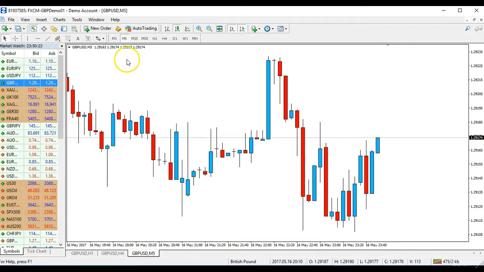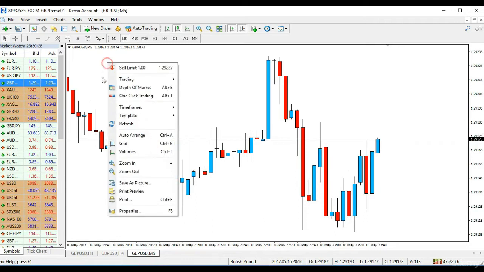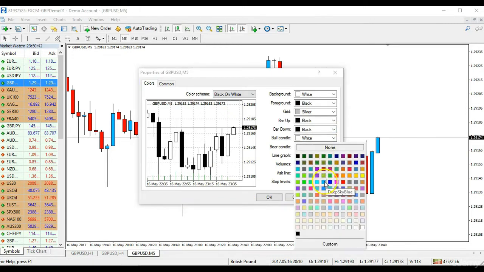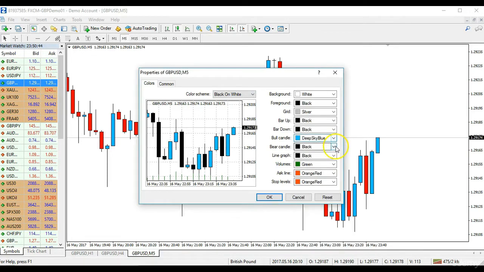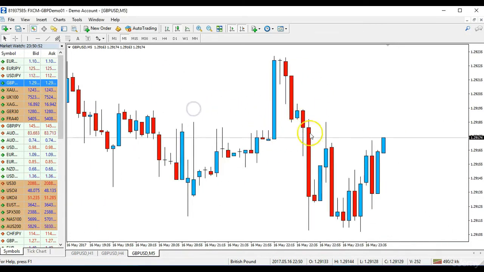Now, if you want to color and actually create your chart, what you do is you right click, click on properties, and then you can choose what your color scheme is. Let's say I choose black on white. Then you can choose the color of your candles. I tend to choose blue going up and the down going red. Okay, and that's basically how I set up my candles.